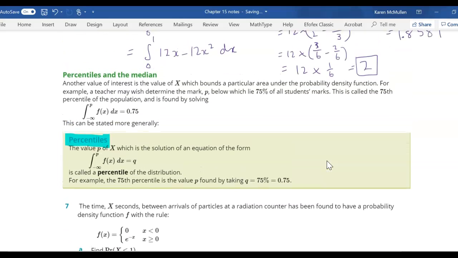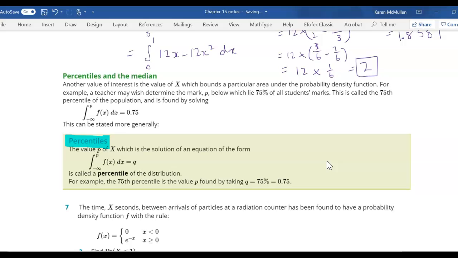All right, so what it means by percentile is basically if we wanted to know, and as it says in this question, if we were marking a test and we wanted to know the percentile, the 75th percentile, which you can see here, 75%. So what value did 75% of students get below?